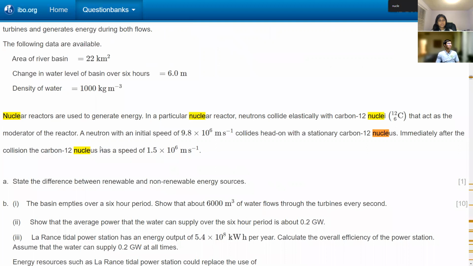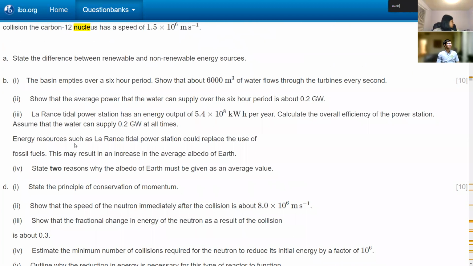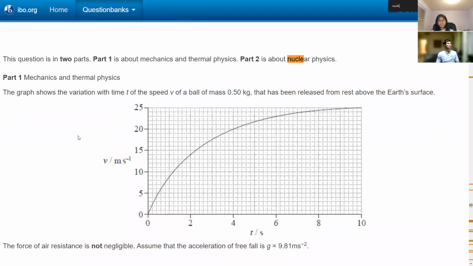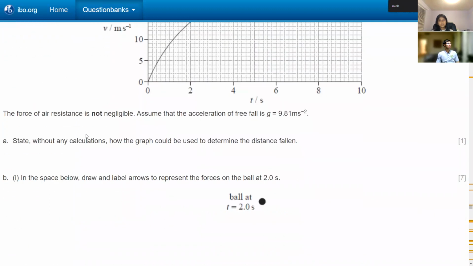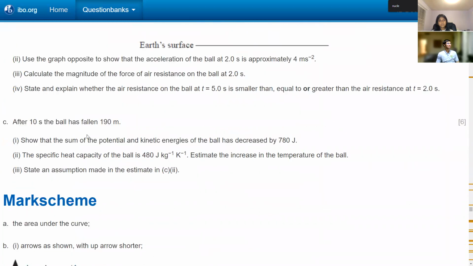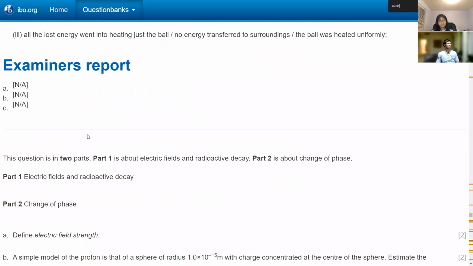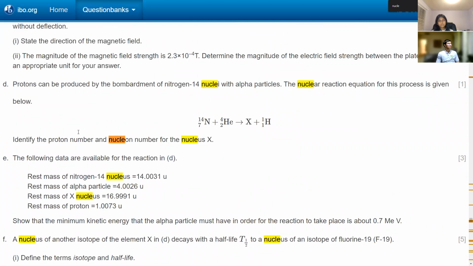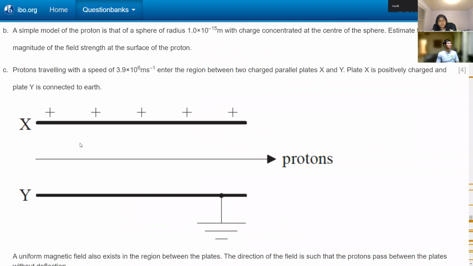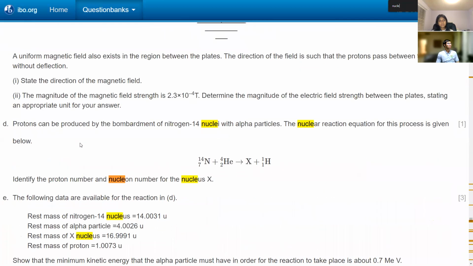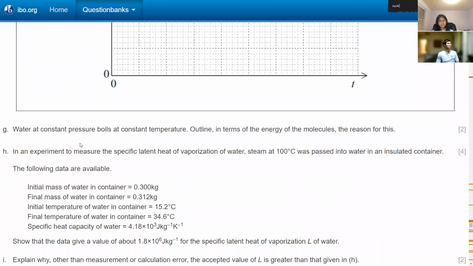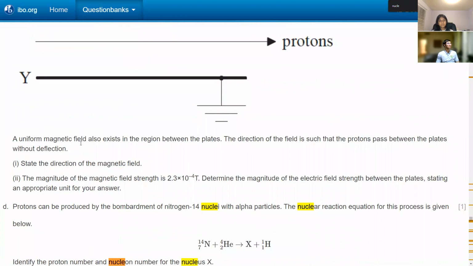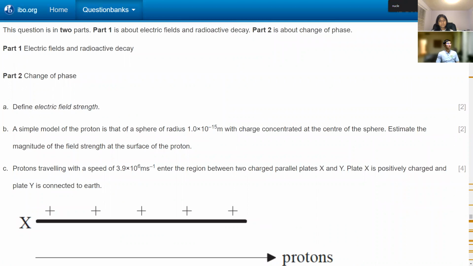Nuclear. Yeah, this is all energy stuff. Nuclear physics, part 1. That's like mechanics. Okay, that's not even. Wow, okay. Okay, do we want to try this one? This is like an A, B, C, D, E, F, G. This is a lot. Sure.